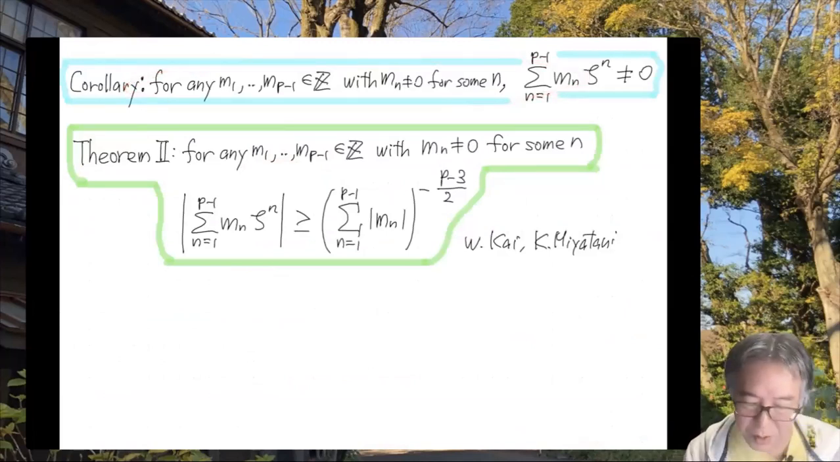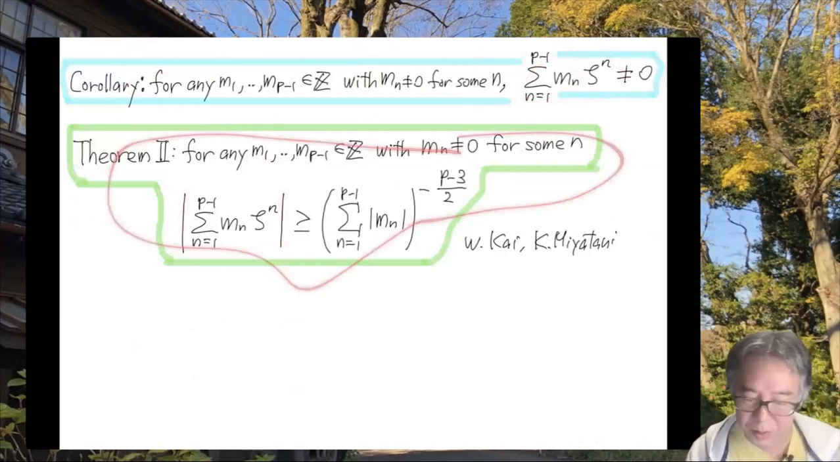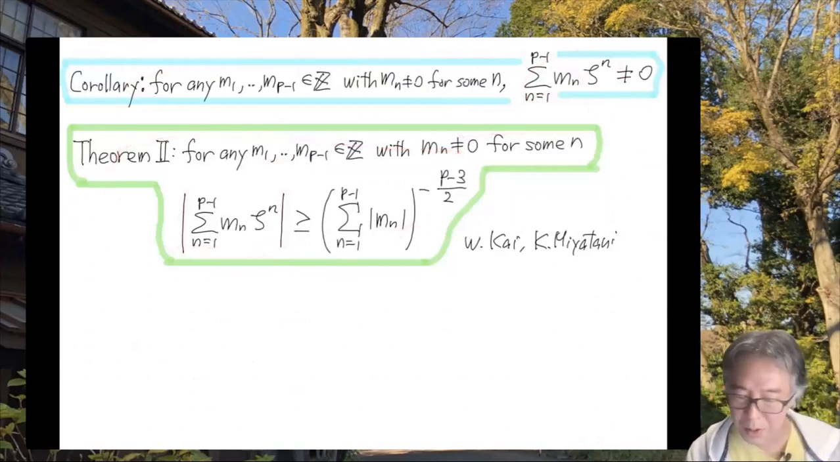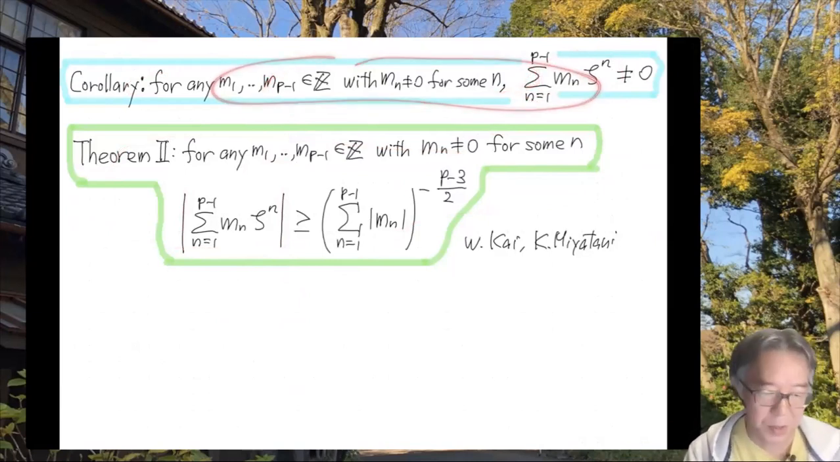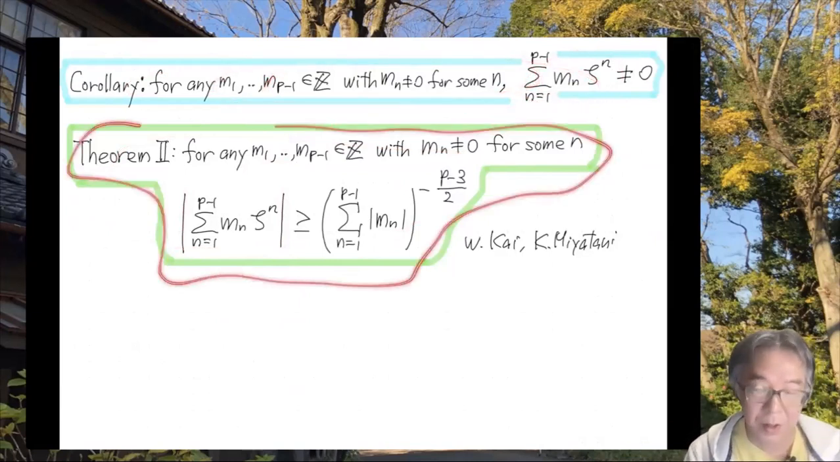But we also wanted a lower bound. So this says that this is non-zero, but we also wanted an explicit lower bound for the absolute value of this. And this is one lower bound. I learned this lower bound from Wataru Kai and Kazuaki Miyatani. As I said, the theorem itself is very, very standard, and you can find it in many, many textbooks, but we didn't find this lower bound in the literature.